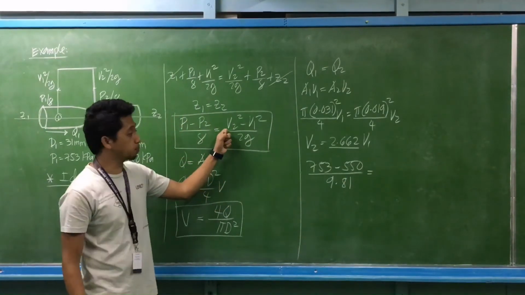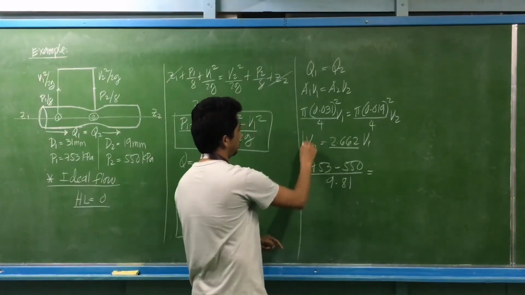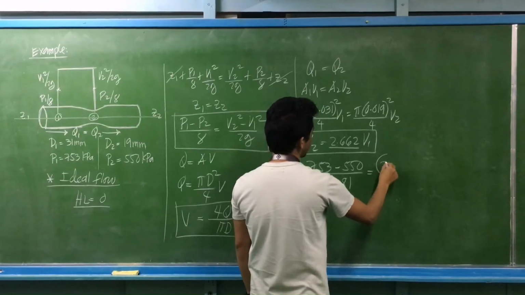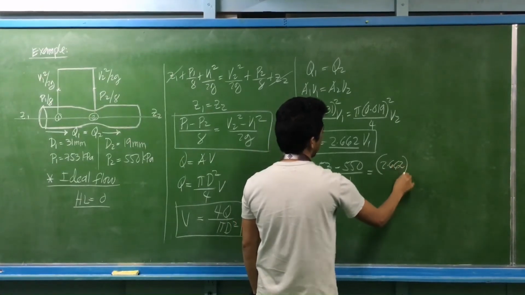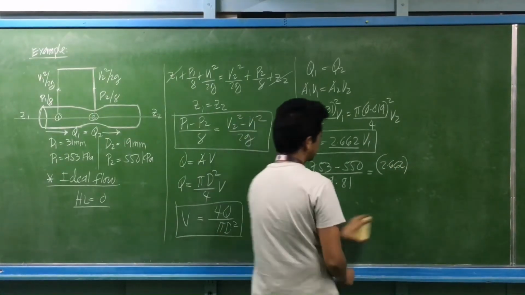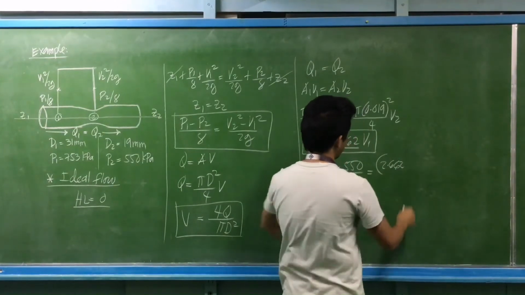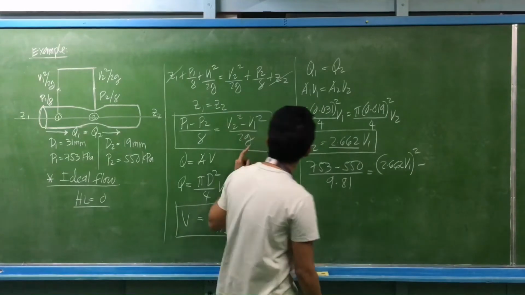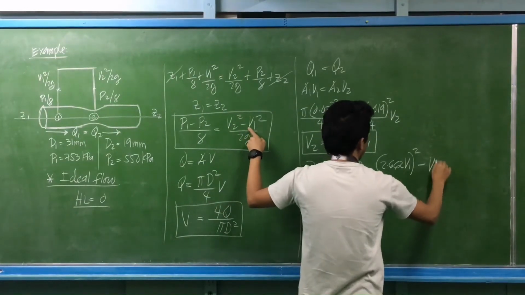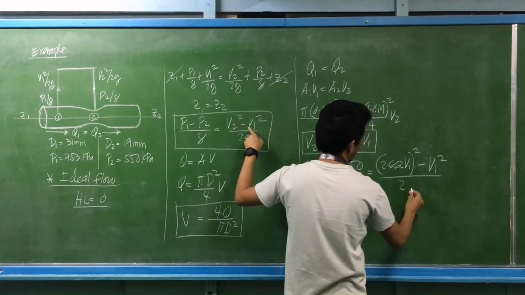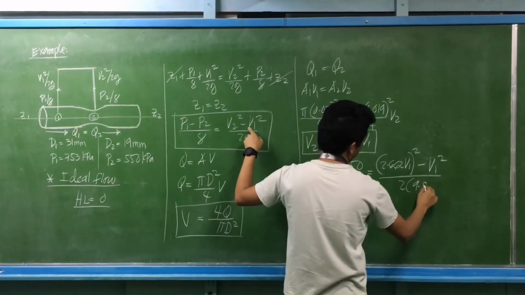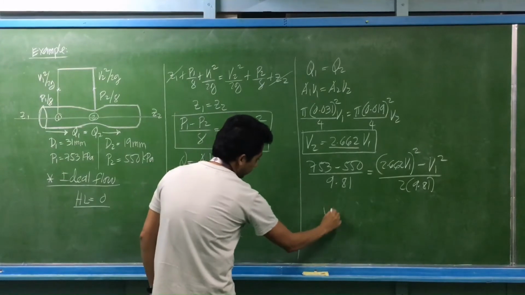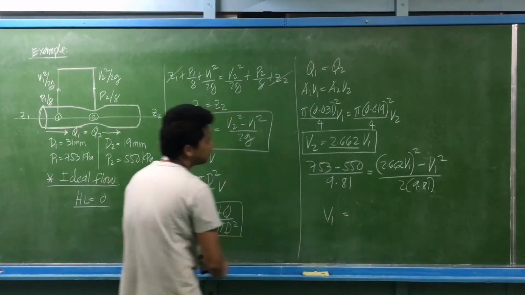okay, we have V sub 2 squared, but the equivalent of V sub 2 is 2.62 of V sub 1, squared, minus V1 squared, this is divided by twice the acceleration due to gravity, 9.81. So we may now compute for the velocity at section 1.